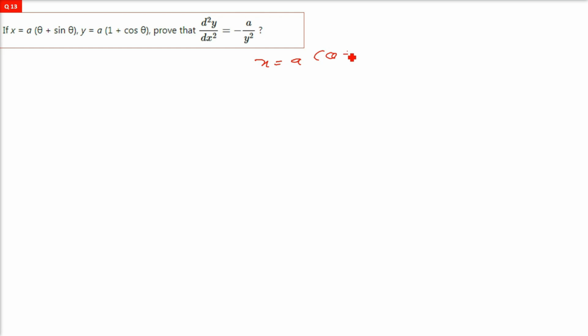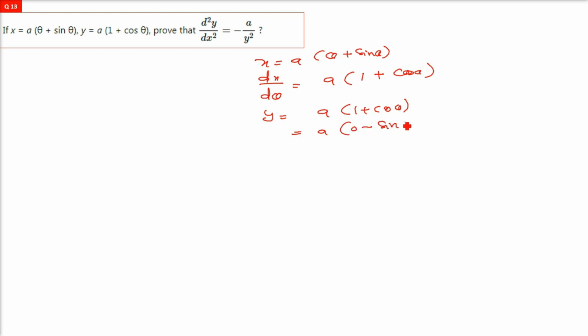x is equal to a into theta plus sin theta. Dx by d theta will be a, theta will be 1, theta is of course considered as x here, plus cos theta. Now dy by d theta we have to find. So y is already given as a into 1 plus cos theta. A into 1 will be 0. Cos theta is minus sin theta. You will get minus sin theta here. You have minus a sin theta. So this dy by d theta also we have got.